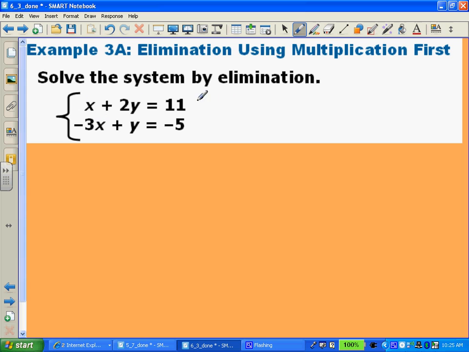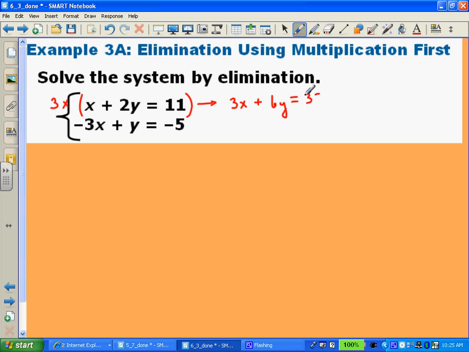So here I have x plus 2y equals 11 and negative 3x plus y equals negative 5. The first thing we have to do is decide whether we want to cancel out the x's or the y's, and it doesn't really matter which one I choose. In this case, I'm going to cancel out the x's. In order for the x's to cancel out, I need this to be a 3, because 3x and negative 3x would cancel out. So I'm going to multiply this entire equation by 3.